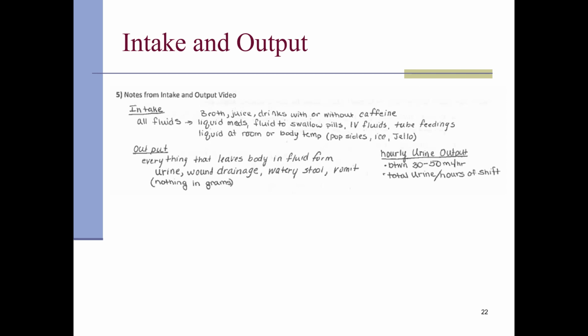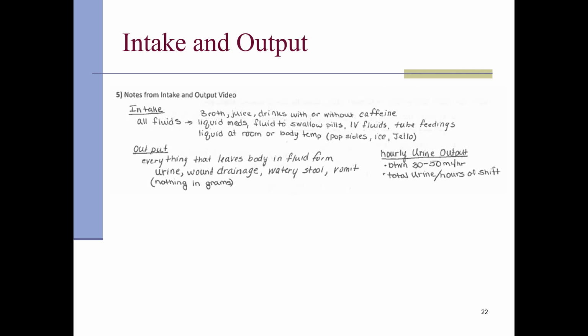When we are talking about output, we are talking about everything that leaves the body in fluid form. So that could be urine, wound drainage, watery stool, and vomit. When you are looking at word problems, the key thing is that you're not going to include anything that is in grams, because grams is a measure of weight. You would only include things that would be in milliliters, because milliliters is volume, so those are the liquids.